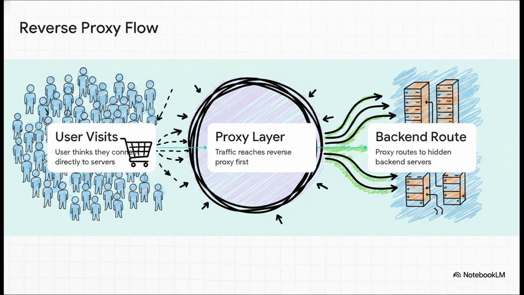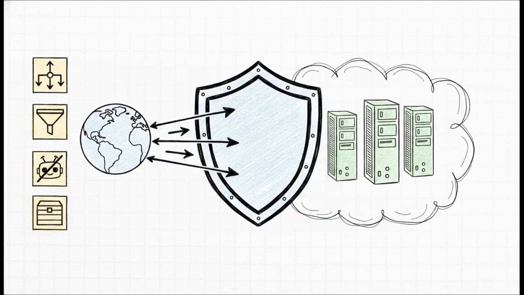Millions of users visit the site, totally assuming they're connecting directly to Amazon servers. But in reality, a reverse proxy intercepts every single inbound request. It acts as this huge centralized traffic manager, deciding exactly which hidden backend server gets the job of processing that specific shopper's request. Because exposing your internal backend servers directly to the modern internet is just asking for trouble. It's incredibly dangerous. That's exactly why reverse proxies come armed with some serious superpowers.